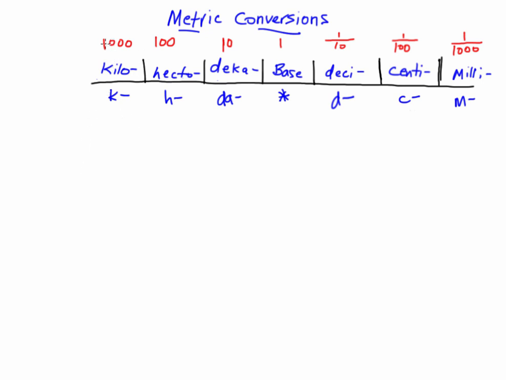You're going to be responsible for knowing the prefixes from kilo all the way down to milli, so I'm expecting you to know all these different conversion factors, including the base unit. The base units that we're going to use here are grams, liters, and meters. Those are the three base units you're going to use most often. There are others that you'll see throughout the year, but without a doubt these are the three most important.